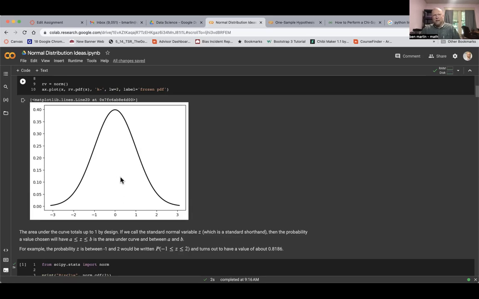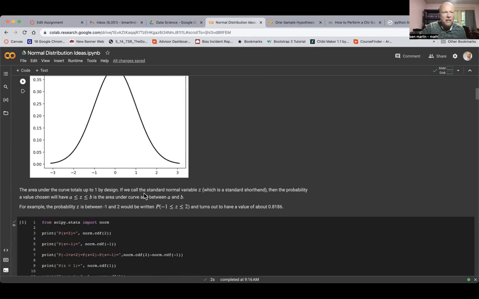And the reason for that, you would need a good stat course in order to see the actual reason why it shows up everywhere. But we're going to do things with it and with some other distributions as well.